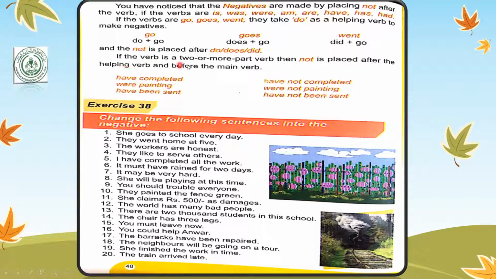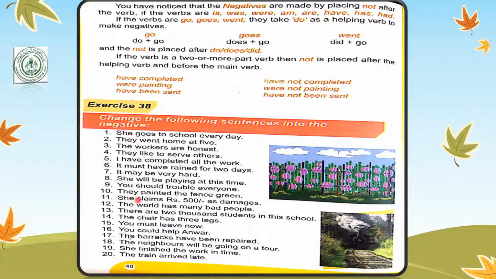If the verb is a two or more part verb, then not is placed after the helping verb and before the main verb. For example, dear students, have completed, have not completed. Were painting, were not painting. Have been sent, have not been sent. Now we have two exercises to solve. One is exercise 38 and second is exercise 39.